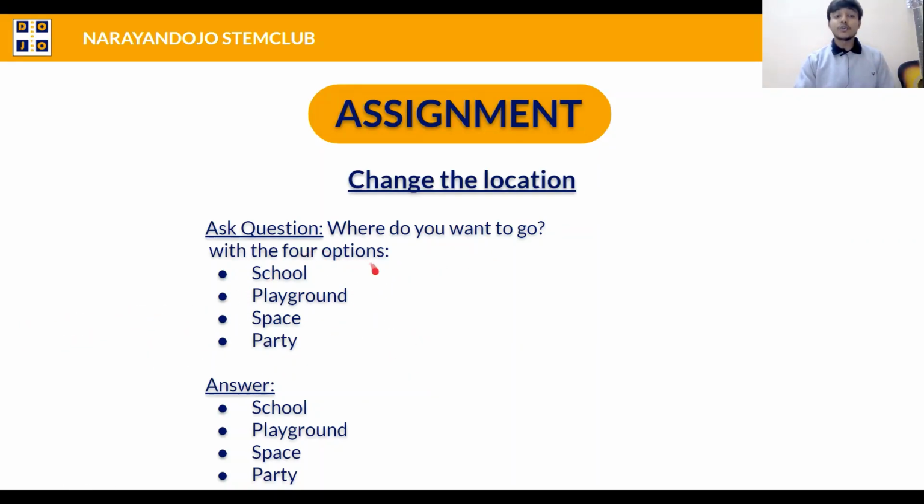And if your answer is equal to school, then change the location to the school. If your answer is equal to school, then change the backdrop from the night city to school. In the same way, for the playground to playground, space to space, and party to party. So this is your today's assignment. You have to change the location according to your answer. So first of all, ask the question with the 4 options and change the location according to your answer.